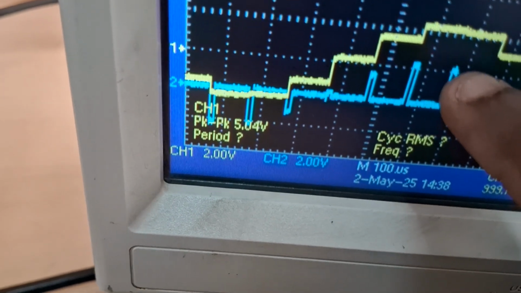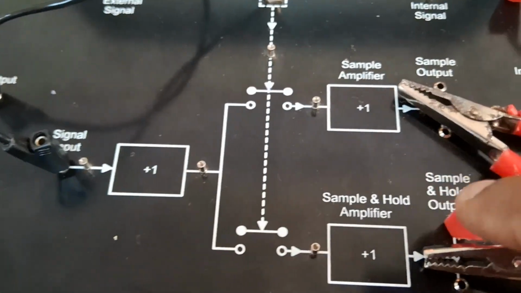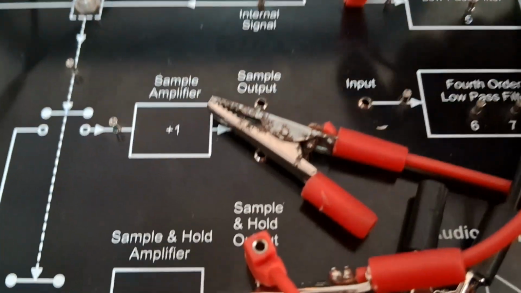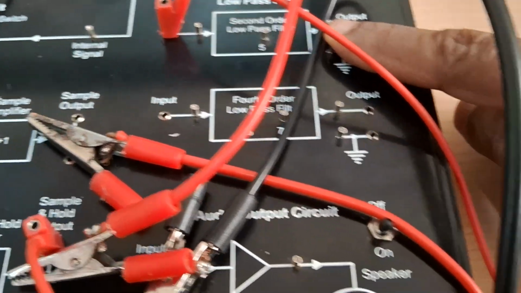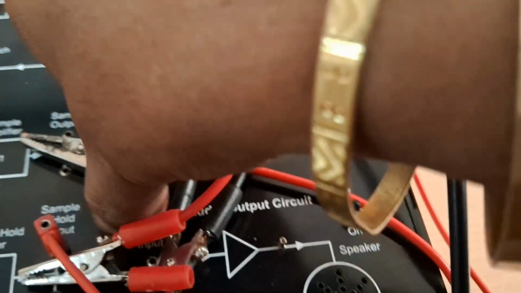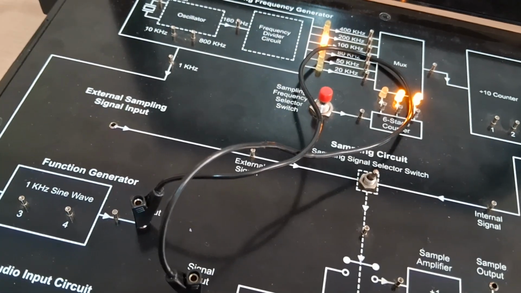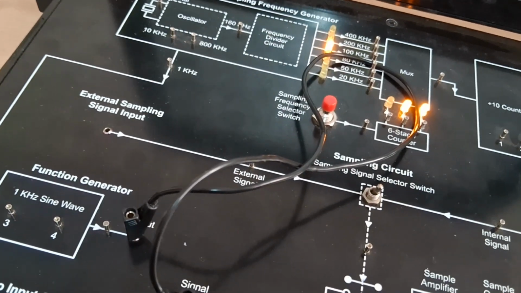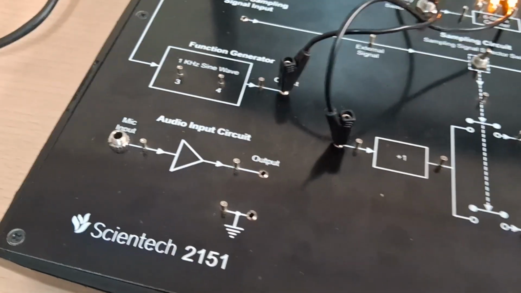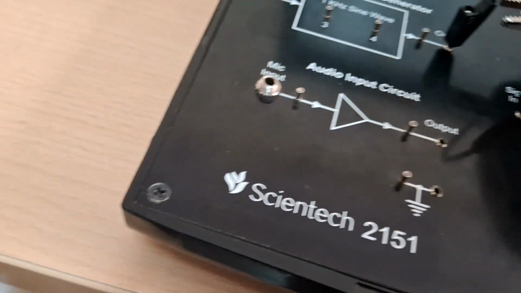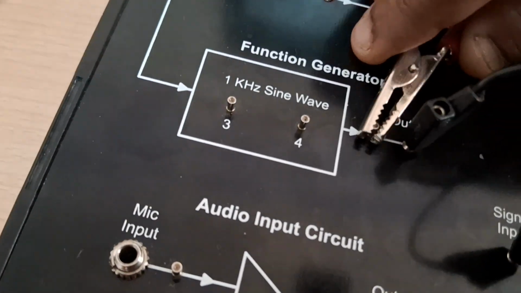Now the same sample and hold output is passed through the low pass filter. What we have done is the connection for the sample and hold output passed through the low pass filter as an input, and this is your output, the low pass filter output. Now we'll observe the original signal and the low pass filter output together on the DSO. So I am connecting the low pass filter output and the original analog signal together.